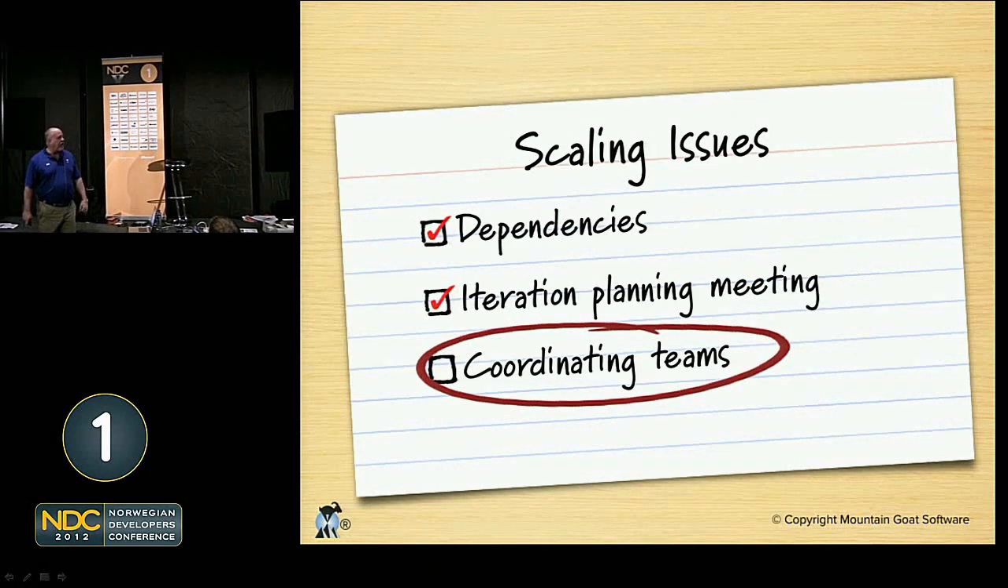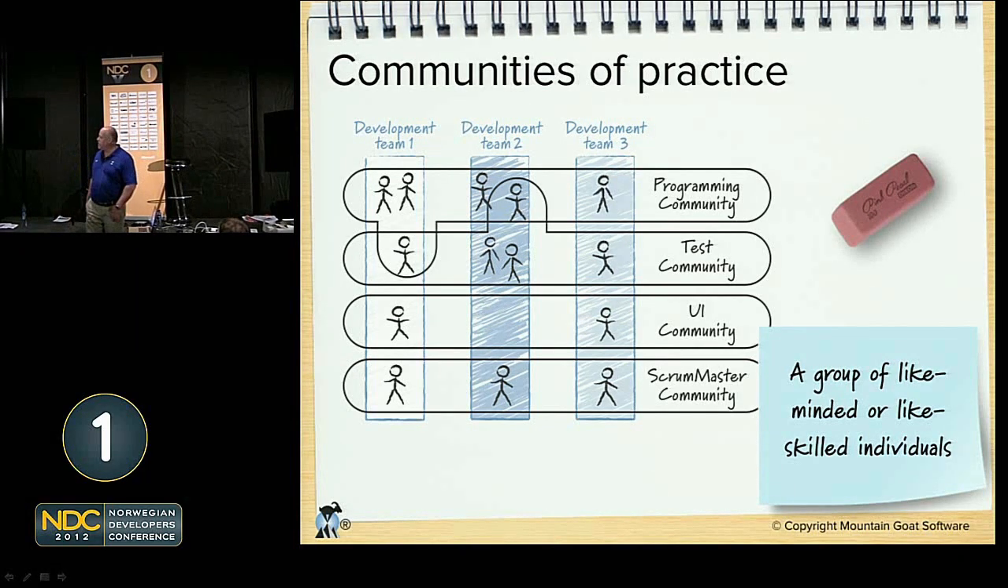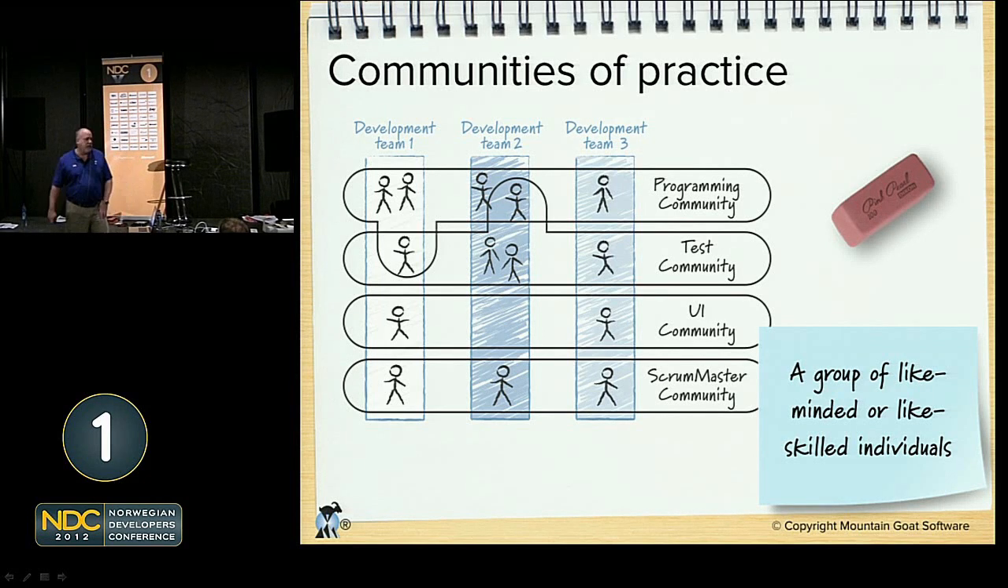The most important thing I find for coordinating work among teams is something we call a community of practice. A community of practice is a group of like-minded or like-skilled individuals. It's a group of people who have something in common. Maybe it's their skill set, maybe it's their interest. We have a group of people inside our company who, after going to a conference like this, go back excited about test-driven development, and they're going to figure out a way to make test-driven development work inside our company. So here I'm showing a couple of different communities of practice: a programming community, a testing community.